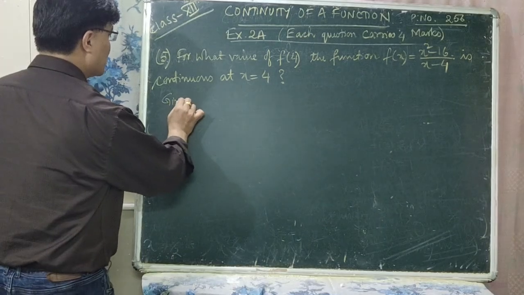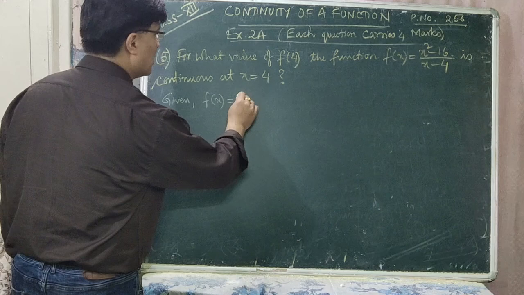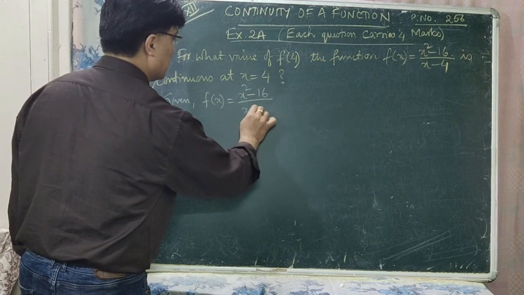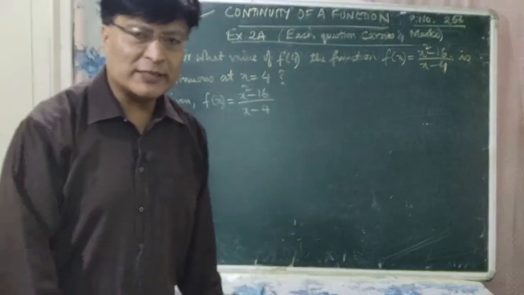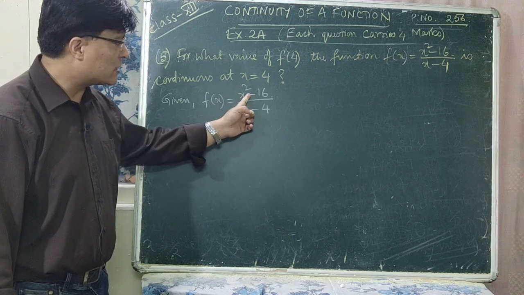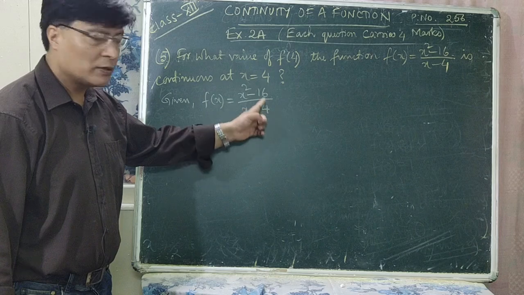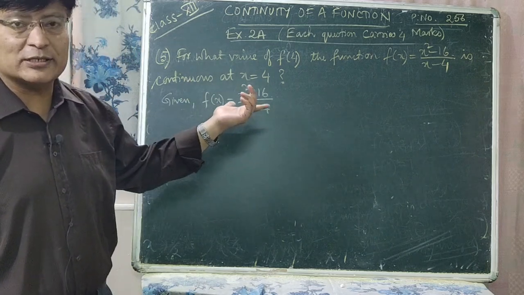So what is the given function here? That is f of x is equal to x square minus 16 divided by x minus 4. Right? So when you put x is equal to 4 here, what do we get? 4 square is 16, 16 minus 16, 0. 4 minus 4 is 0. 0 by 0 is undefined. Undefined means it is discontinuous at x is equal to 4.